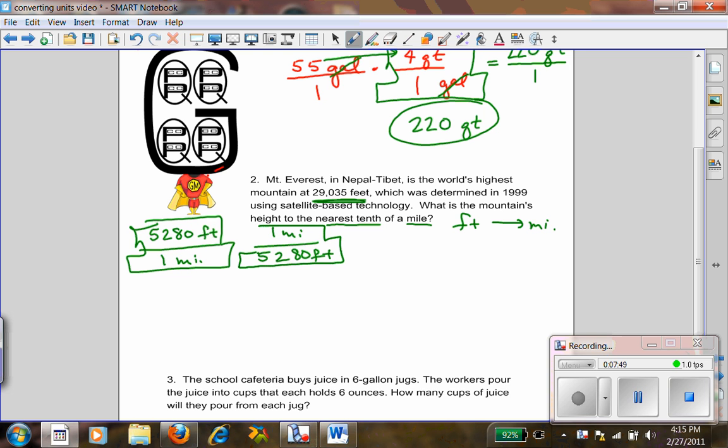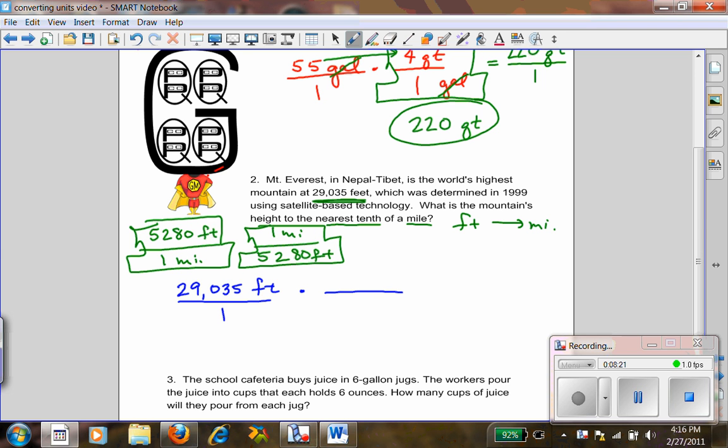So really, this is just like a rate or a ratio. We have 1 mile for every 5,280 feet. So we're going to use one of these two. These are our unit conversions. So let's write down what we have to begin with. We were given 29,035 feet. And we're going to multiply that by Mr. 1. It's just a matter of which Mr. 1 should we use, this one or this one. So let's make this a fraction. Just put it over 1.